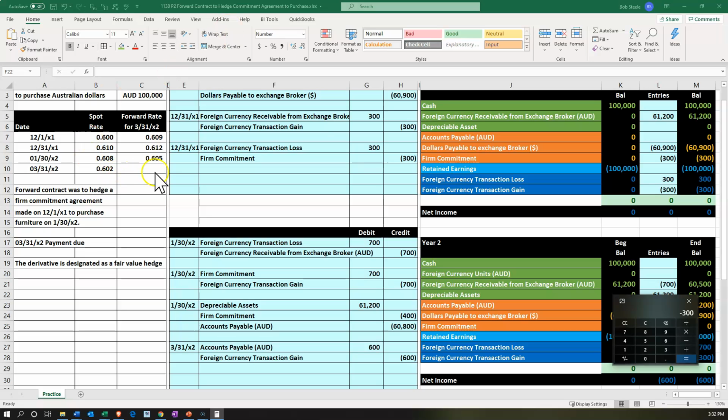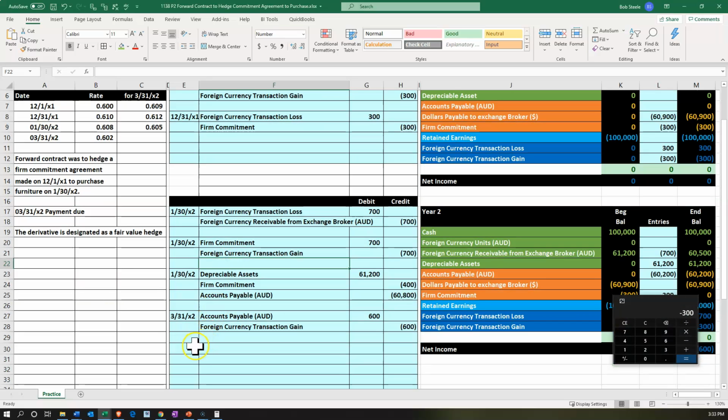Why? Because before, $1 Australian was 0.605 US dollars, and now $1 Australian is 0.602 US dollars. Therefore, the Australian dollar got weaker, and now we're talking about us being paid in Australian dollars, so we're getting paid in something that is now worth less. So we're going to say there's a loss. That's going to be on 3/31, and we're going to record the loss as the debit, and then the other side is going to go to the foreign currency receivable.